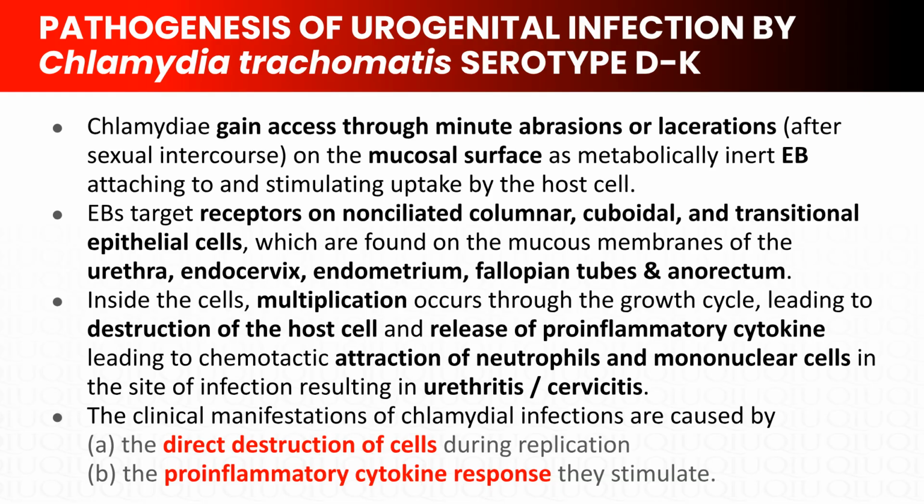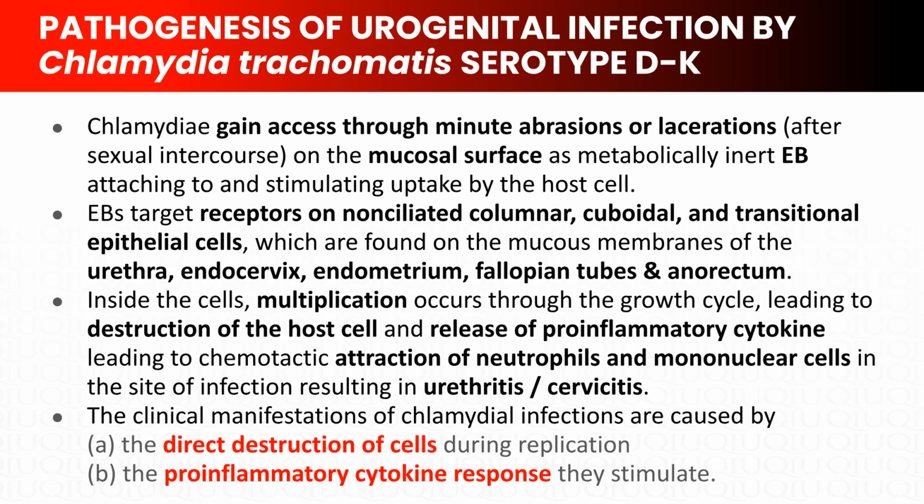Chlamydia EB targets specific receptors on non-ciliated columnar, cuboidal, and transitional epithelial cells. In men, the primary target is the urethra. In women, chlamydia infect the endocervix, and from there can ascend to infect the endometrium and fallopian tubes. Both men and women can develop infection of the rectum if exposed through receptive anal intercourse.